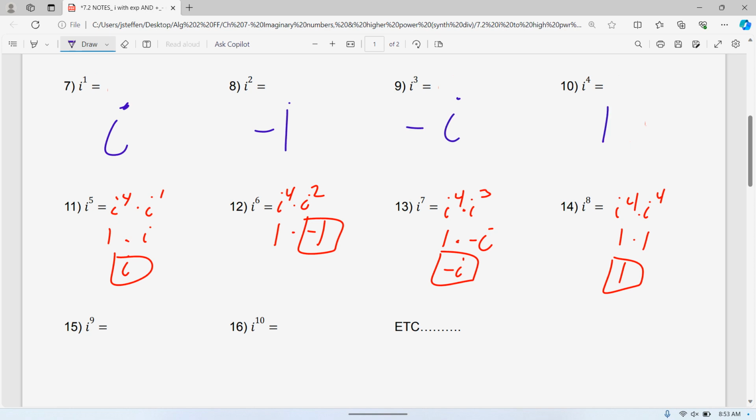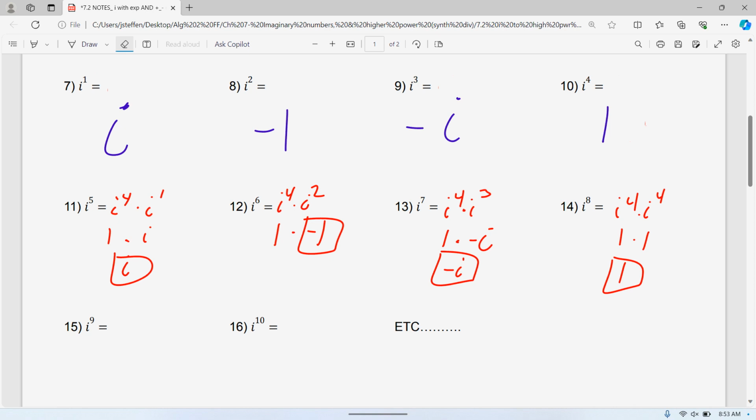So this is the pattern. I, -1, -I, and 1. Those are your only 4 options. When you have i to an exponent, those are your only 4 answers. Those are the only 4 possibilities.